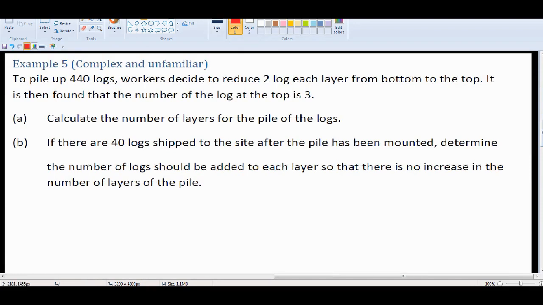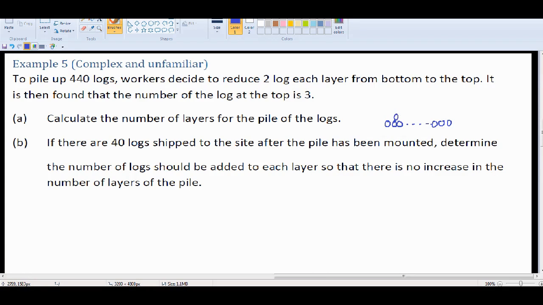Okay, so here's another one. This one could be a bit difficult. It's complex and familiar. To pile up 440 logs, workers decide to reduce 2 logs each layer from the bottom to the top. It is found that the number of logs at the top is 3. Okay, so imagine there's a lot of logs over here, we don't know how many, and each layer you reduce 2.